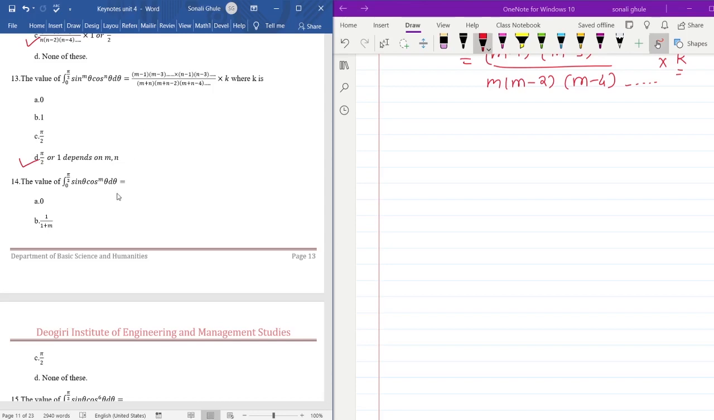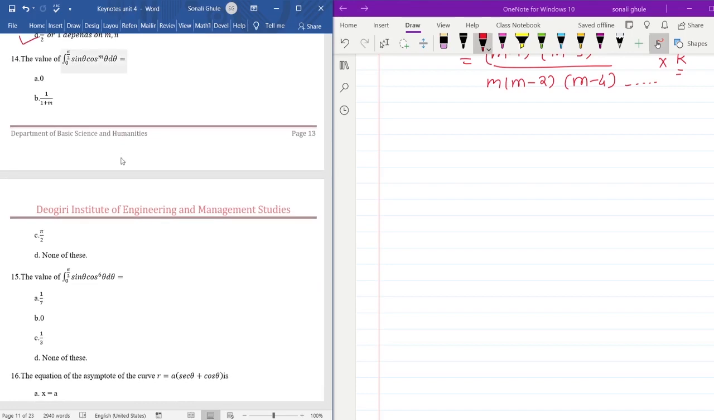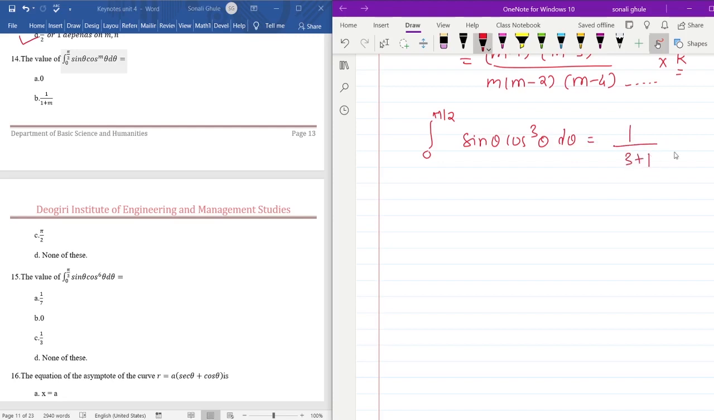Okay. Then the next question. There is a formula: if one of them has degree 1, then its formula is 1 upon 1 plus m. Suppose we have a term like sine theta cos raised to 3 theta d theta. Simply we have to do the addition in the denominator plus 1. So it is 1 by 4. So here is option B. That is the formula.